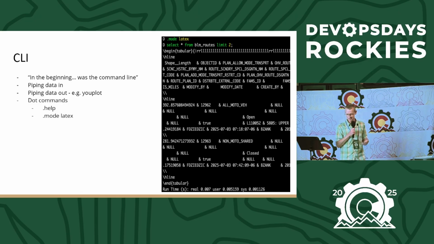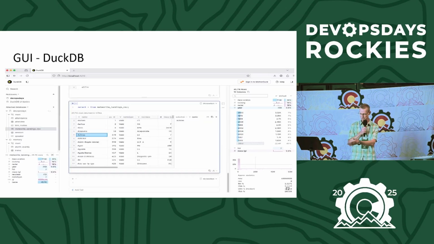So in the beginning was the command line. Hopefully some of you get the reference to that book. If not, check with me later. But you can pipe data in and out of the CLI. It has something called dot commands when you're in the CLI, so you can change the output mode like LaTeX here. And if there's any LaTeX experts, you recognize that.